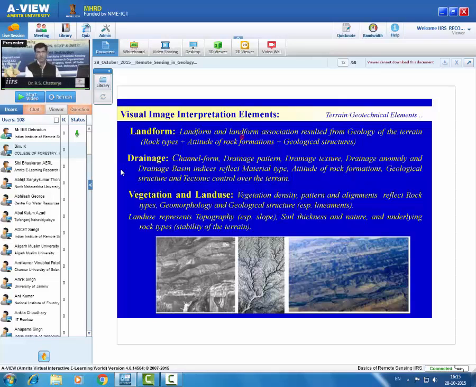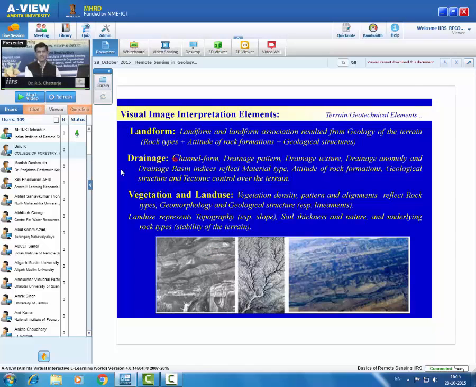So many things are important for the origin of the landforms and their characteristic shape. So this landform is very, very important for interpreting the geology of this area, or the geomorphic and geological processes over this area.